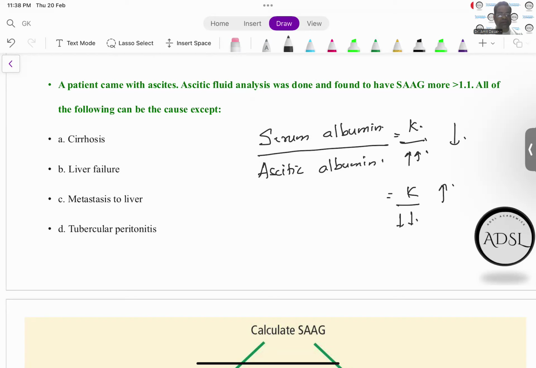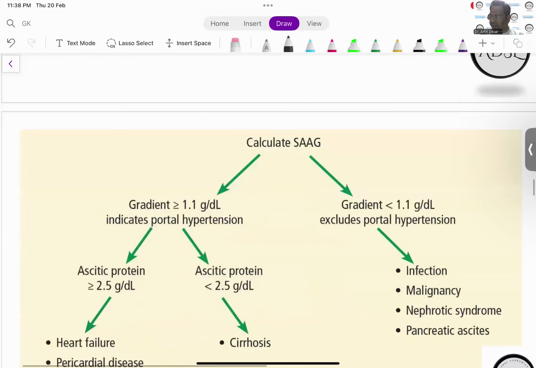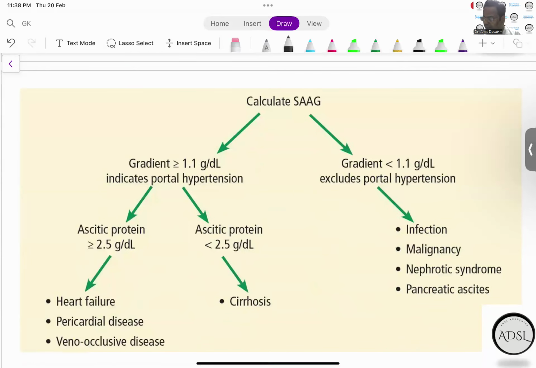Which means that if you are dealing with something which is a transudate, which has a less amount of proteins in it, then the ratio will be high, that is more than 1.1. Whereas if you are dealing with an exudate, where the proteins are high, then this ratio will become lower. So basically there are going to be three such conditions where you are going to get a transudate and only one condition where you will have an exudate. Now they are asking you which condition is this. So let us look at this.